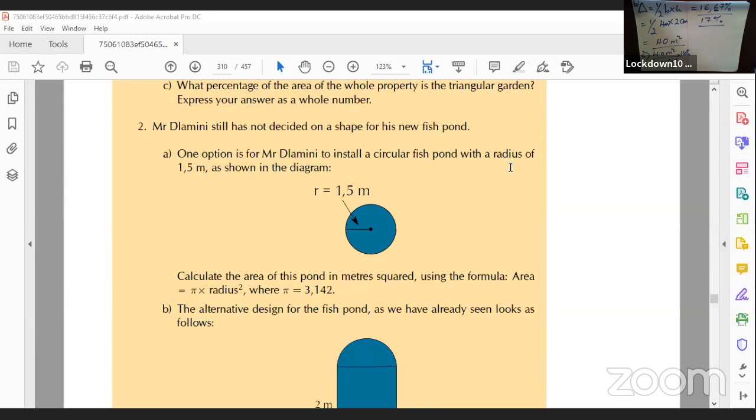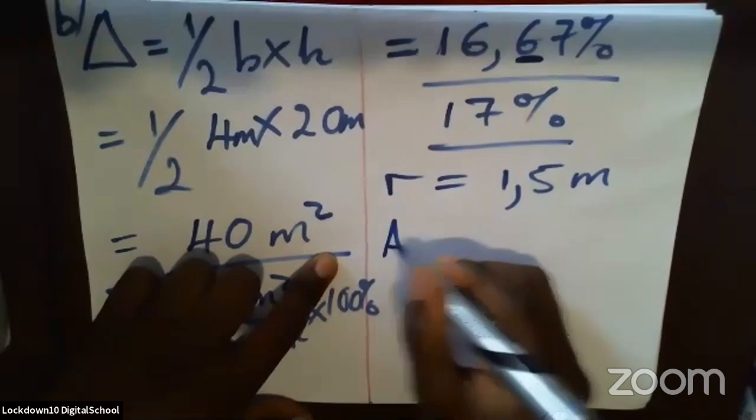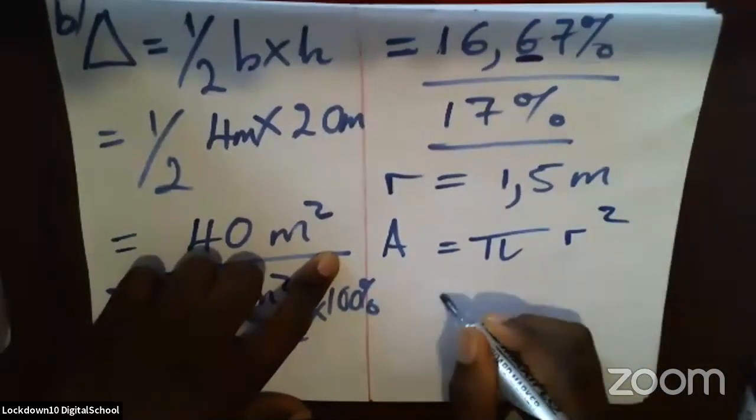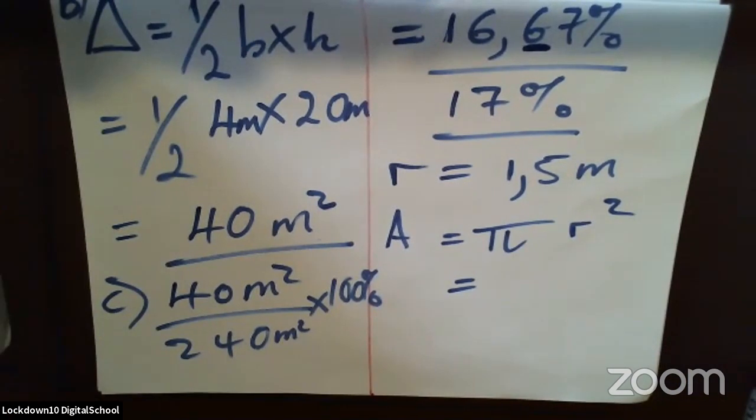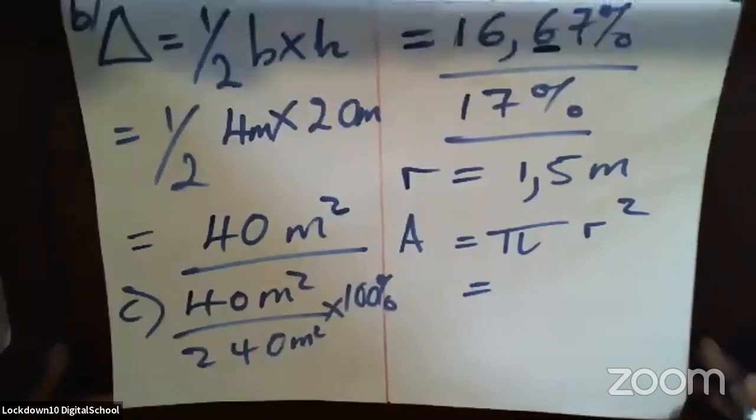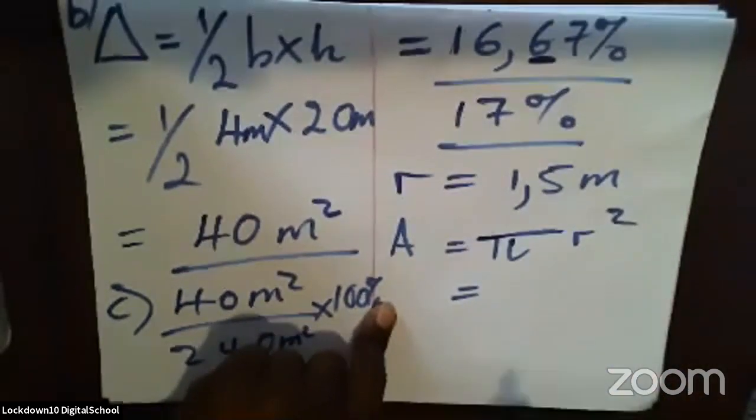Okay, so let's calculate the area of this circular fish pond, given that r is equal to 1.5 meters. So we are saying area is equal to pi r squared. Whenever you are given a question, guys, if the formula is not specified and you have recognized that it is a circle that you want to calculate the area of, it is best you write the formula. They usually award marks for that. So if you write a formula, you'll be awarded a mark for just knowing the formula, if it is not given. But in this case, you are given the formula, so there's no need for us to write it again, but we just write it anyway.